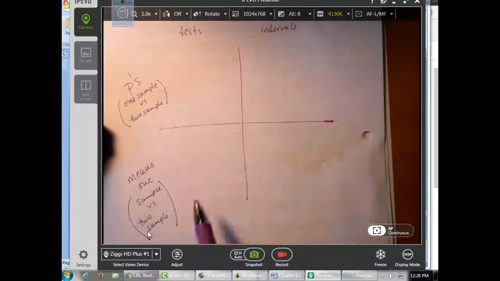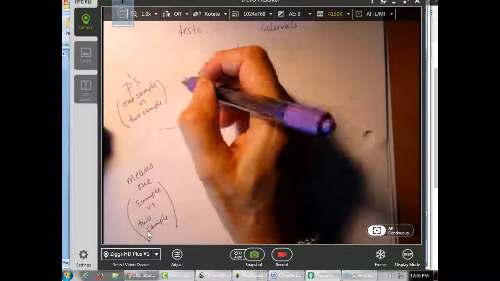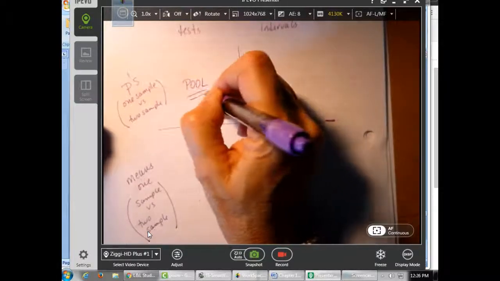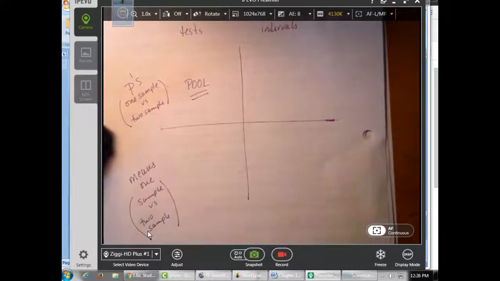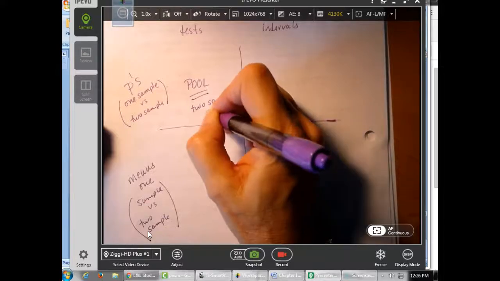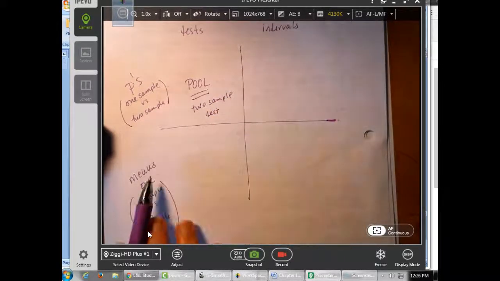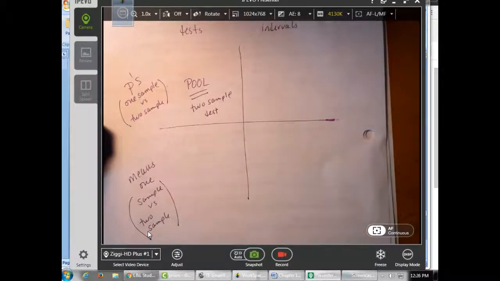Where is the one place where you would pool? Right here, only for the 2 sample. So here's where you pool. Obviously, you're combining, so you need 2 of something, so it has to be for the 2 sample. So for the 2 sample test. Not for intervals ever, and not for means ever. We never pool for those.